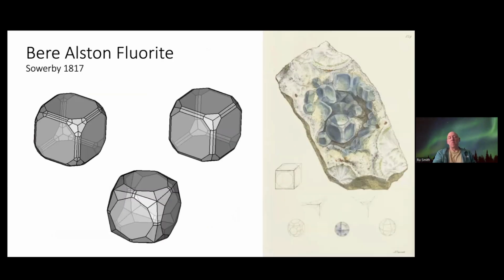So once again, we go back to 1817 and Sowerby, another one of these brilliant individuals. He's illustrated here some crystals of fluorite from Beer Alston in Devon. And there are other drawings down here which are very sophisticated, really beautifully complex, for people that like the complexity.